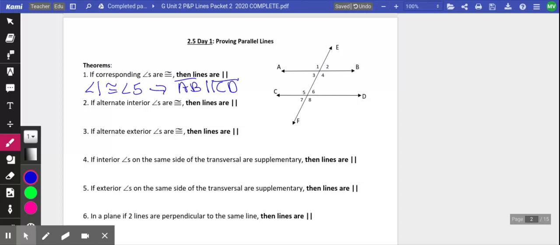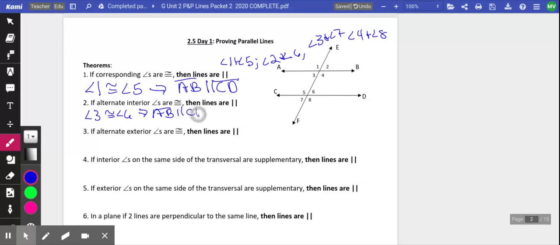So our corresponding angles are still all the same. So in this case, they are 1 and 5, 2 and 6, 3 and 7, and 4 and 8. Those are all my corresponding angles. It also says that if my alternate interior angles, which would be angle 3 is congruent to angle 6, implies the lines are parallel. Or angle 4 is congruent to angle 5. Those are also alternate interior angles.